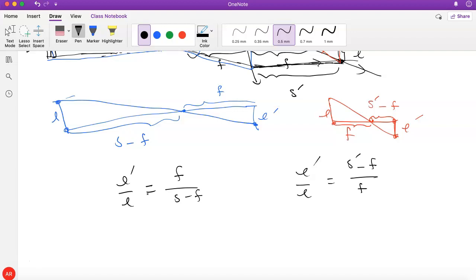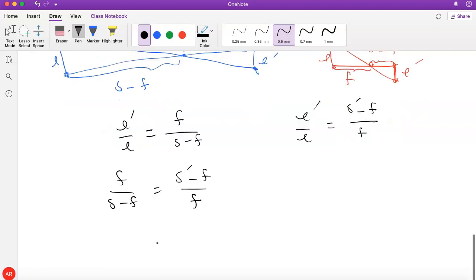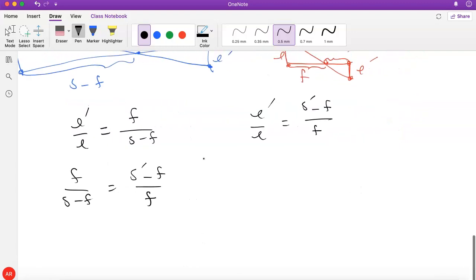So for example, if I have a lens that has a focal length F, and I put an object a distance S from this lens, I can solve for S prime and figure out where the image would form. So let's write that equation. We have F over S minus F is S prime minus F over F. We can simplify this equation. There's a much nicer form that's very easy to remember, which is just equivalent to this up to some algebra.